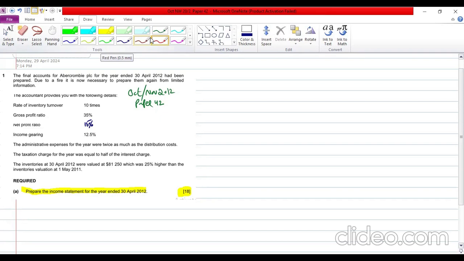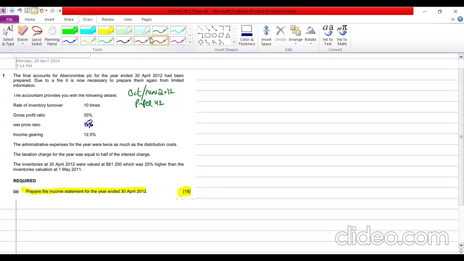Rate of inventory turnover is 10 times. Gross profit margin is 35%. Net profit ratio is 15. Income gearing is 12.5. Admin expenses for the year were twice as much as the distribution cost. So your admin cost is double the distribution cost. The tax charge for the year was equal to half of the interest. The tax is half of your interest.